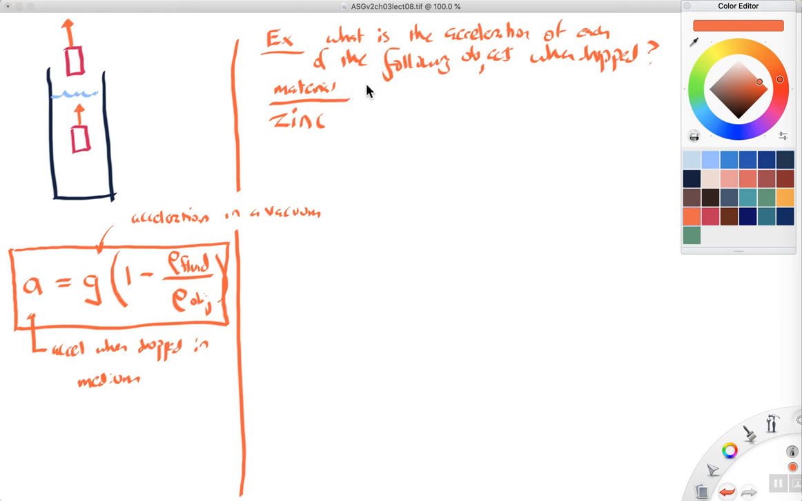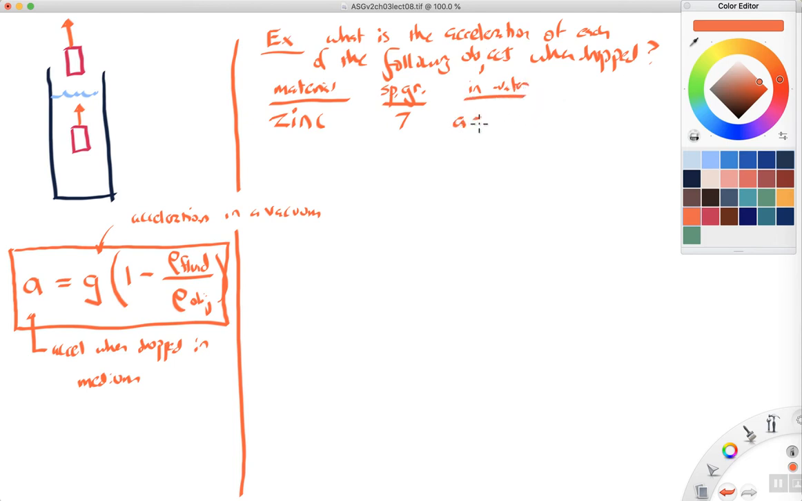And let's say these are all balls of the same size. And what's the specific gravity of this material? Well, specific gravity of zinc is right around 7, so it's about 7 times as dense as water. So if you drop it in water, what is going to be the acceleration?